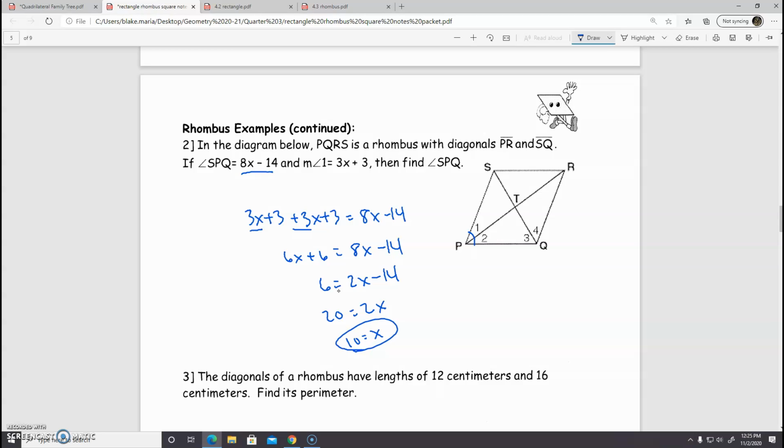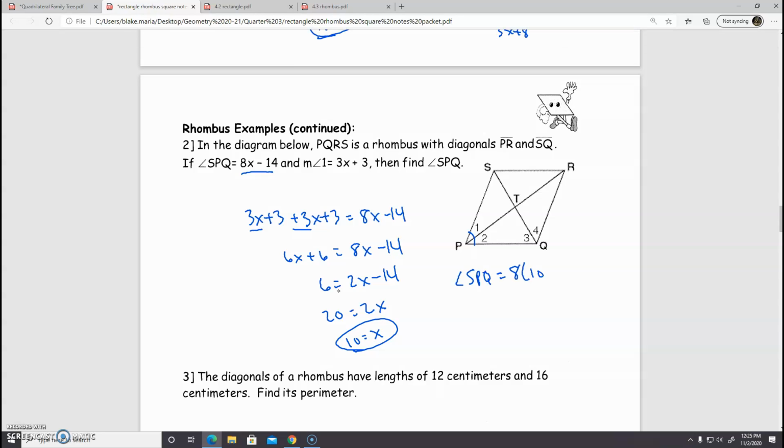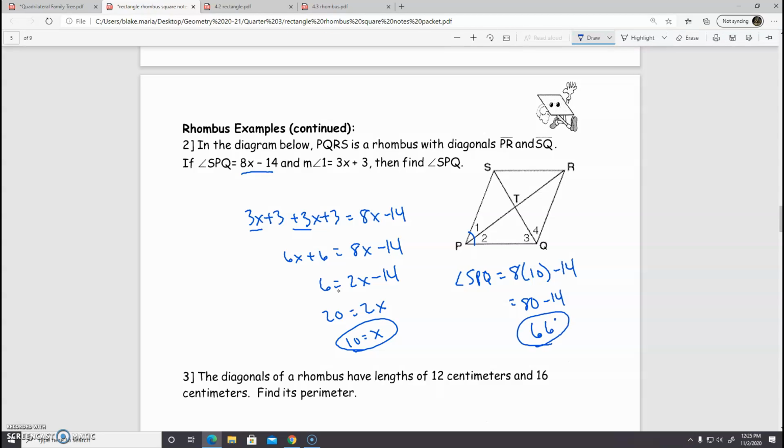Now they did not ask for x, they asked for SPQ. So SPQ is 8 times 10 minus 14. So 80 minus 14, and we get 66 degrees. And there's your final answer.